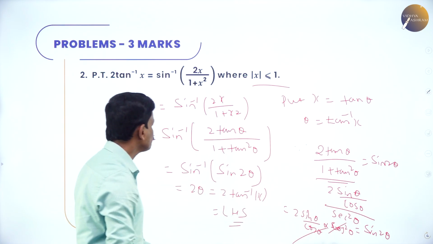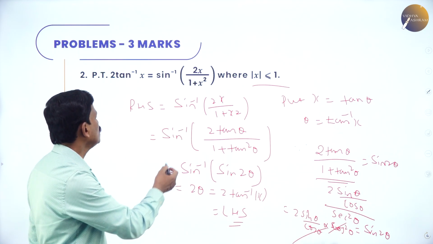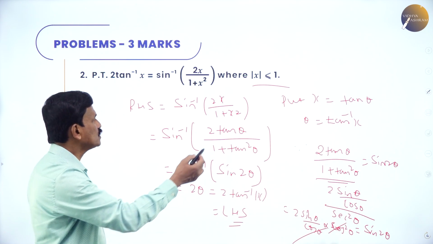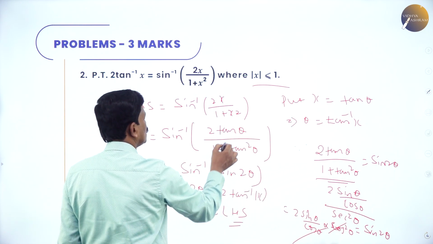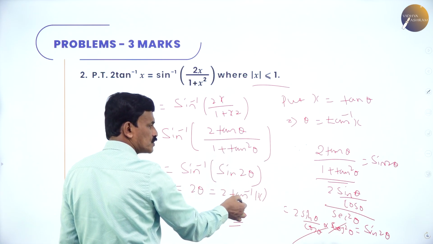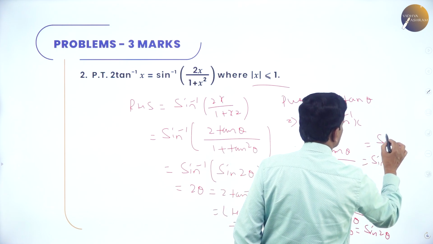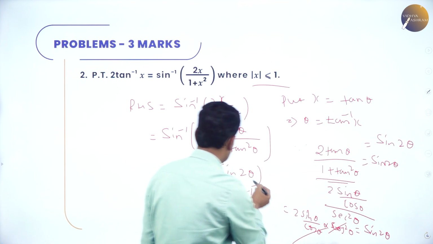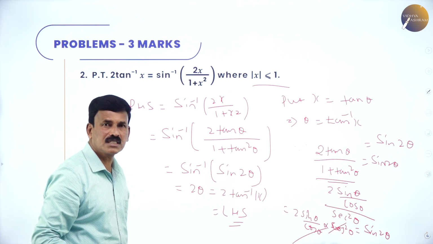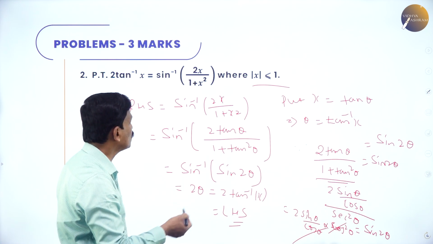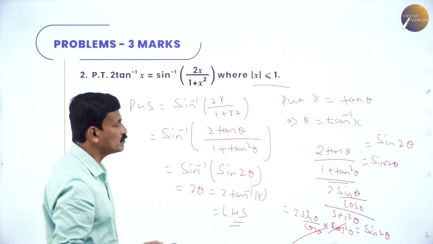So here let us take RHS. RHS is sine inverse 2x divided by 1 plus x square. Put x is equal to tan theta, which implies theta is equal to tan inverse of x. 2 tan theta by 1 plus tan square theta is equal to sine 2 theta. Substitute here. Sine inverse sine 2 theta is equal to 2 theta. 2 into what is theta? Tan inverse of x, which is the required LHS. So therefore 2 tan inverse of x is equal to sine inverse 2x divided by 1 plus x square.